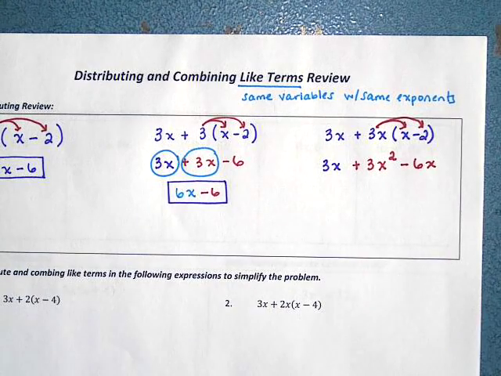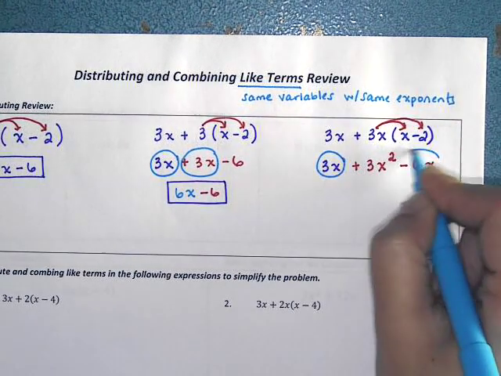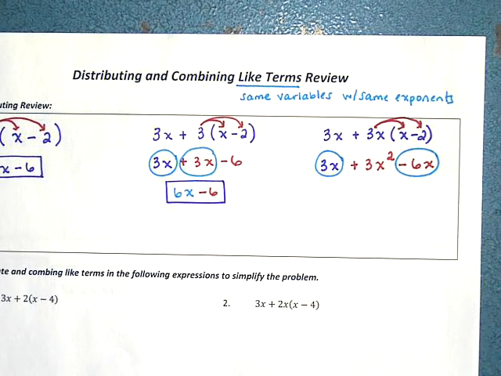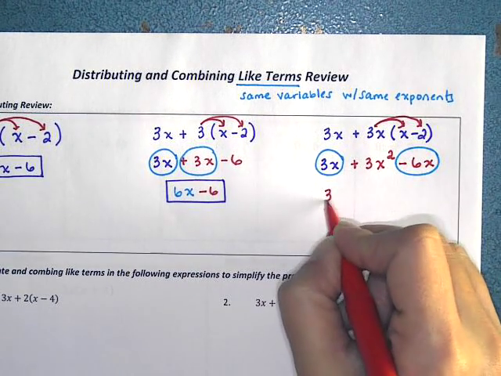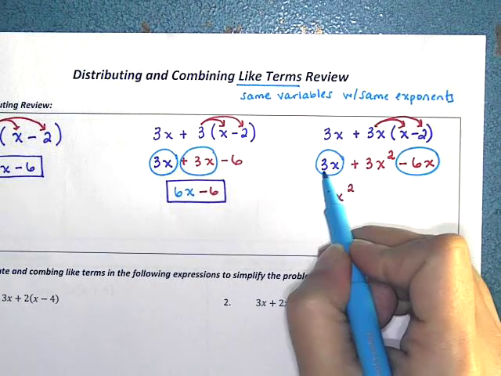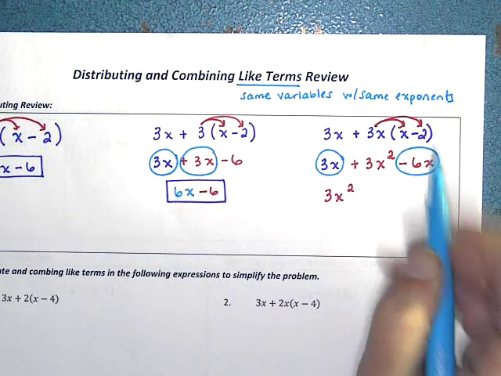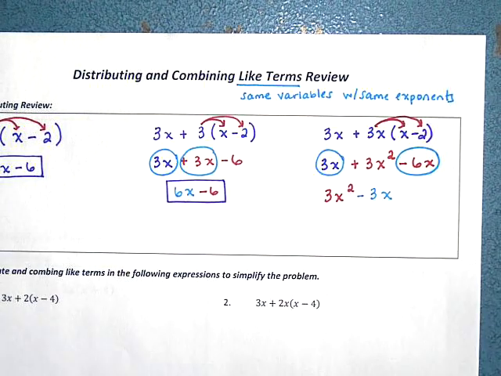Now when I get to the end of the problem and I look for like terms, the 3x and the negative 6x would be like terms, and the 3x squared would not have anybody to combine with. There is no other x squared in this question. So I would just drop down the 3x squared, and then I would combine 3x and negative 6x makes negative 3x, and I would be done.